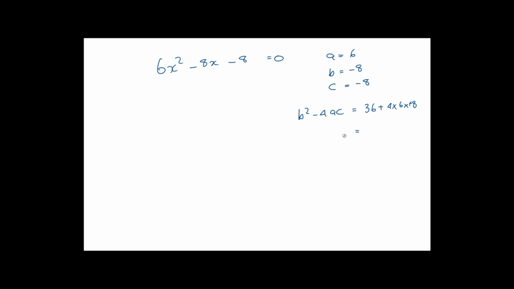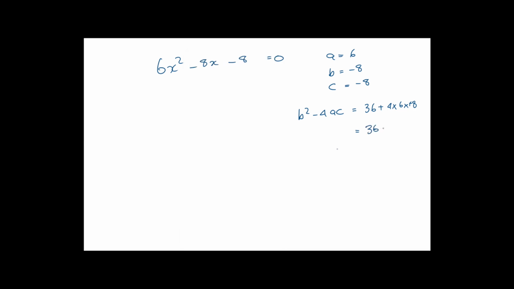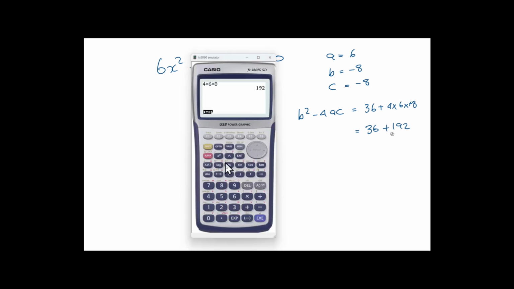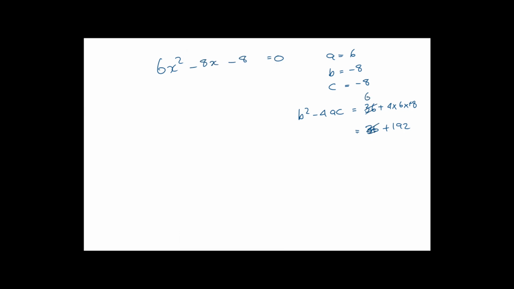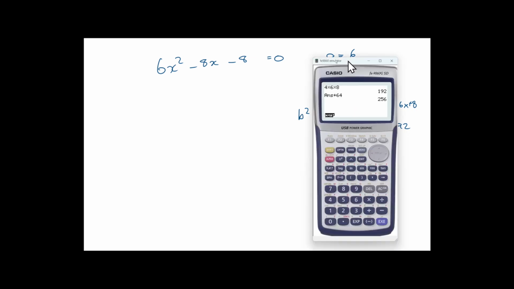So what's that going to be? 4 times 6 times 8 is 192. So 36 plus 192. No, it's not. It's not going to be 36, is it? It's going to be not a squared, it's b squared. 64. So 64 plus 192. 256. Well, that's good because that's a perfect square.